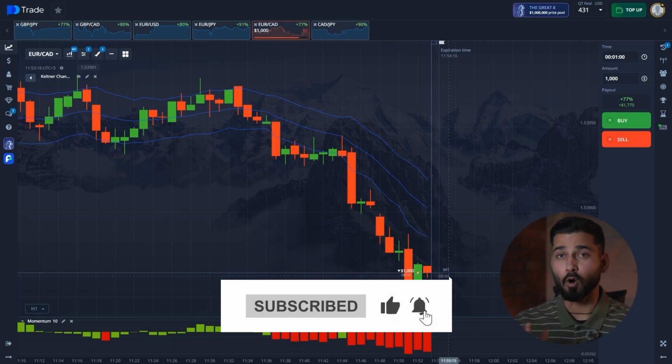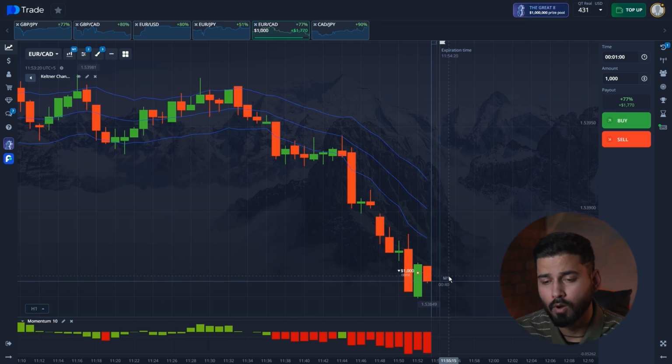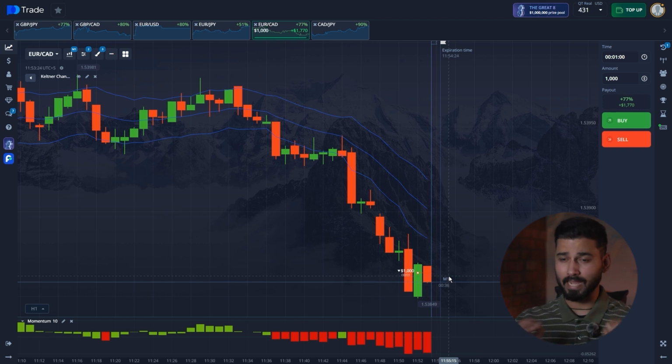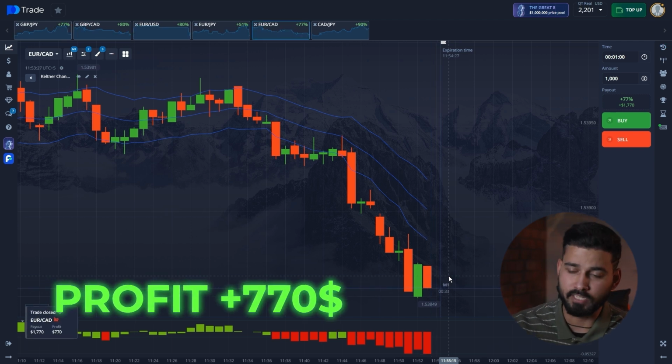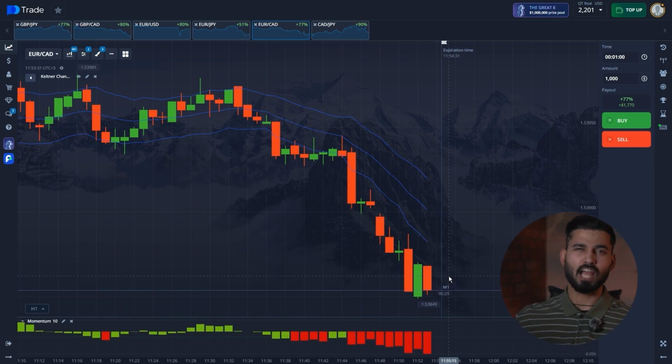The asset is on the edge, time is running out. Still, we have price moving downward, so it's not all bad. Just a few more seconds. Yes, second profitable trade in a row, guys. Now let's switch the asset and move to a new chart.